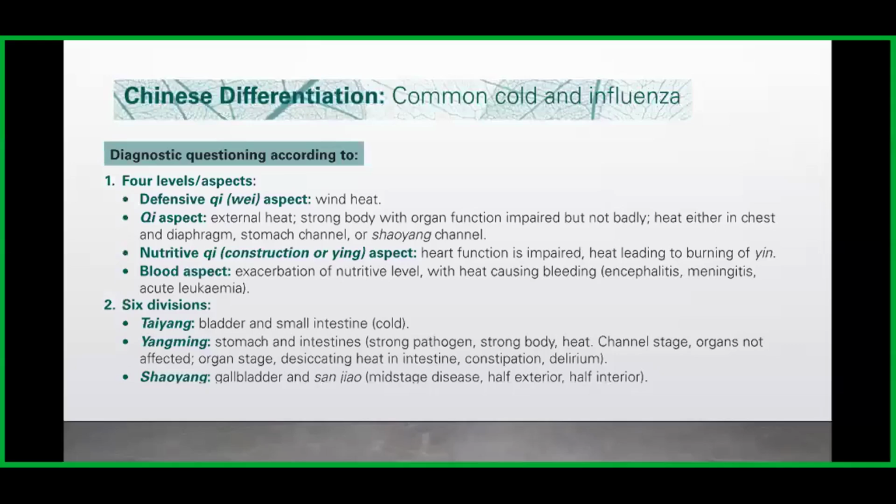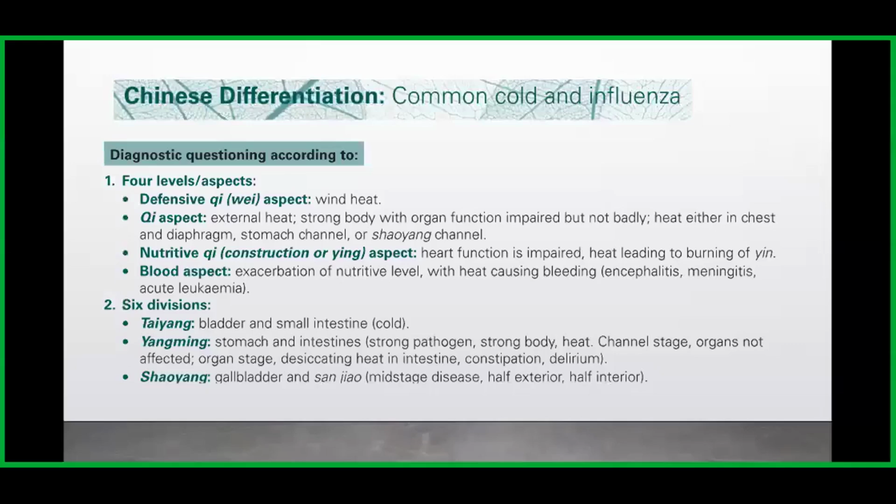The next is the nutritive qi or construction or yin aspect. The heart function is impaired, heat leading to burning of yin. And then there's the blood aspect, where there's exacerbation of the nutritive level, with heat causing bleeding like encephalitis, meningitis, and acute leukemia. And number 2 is the 6 divisions.